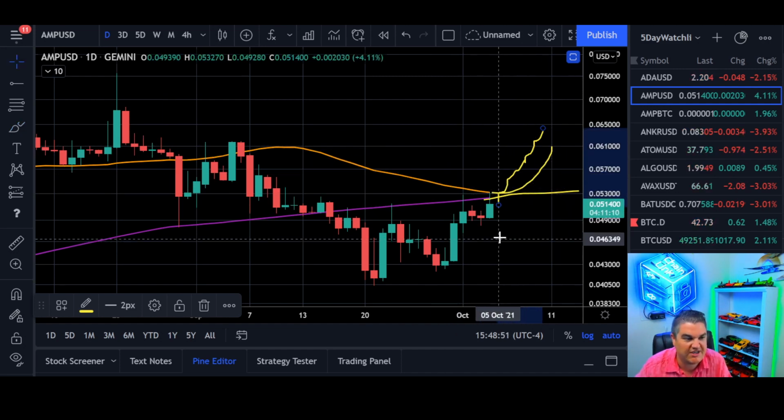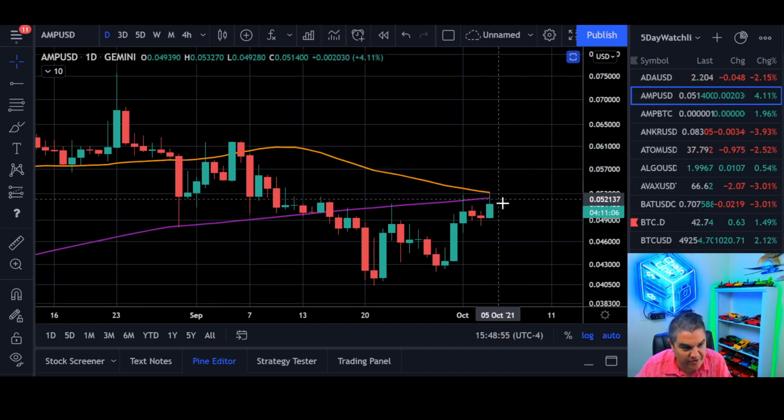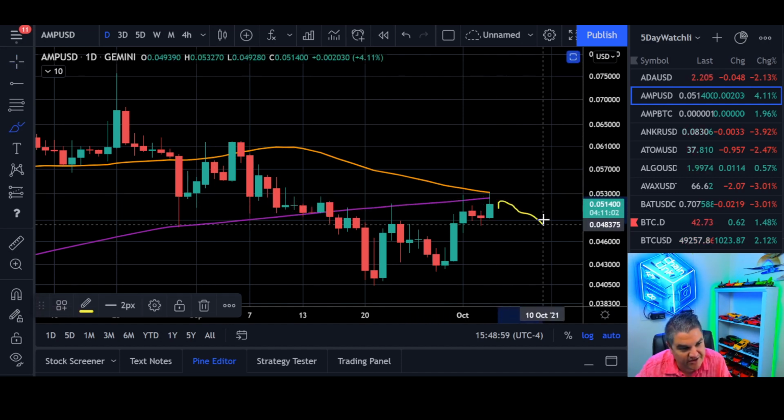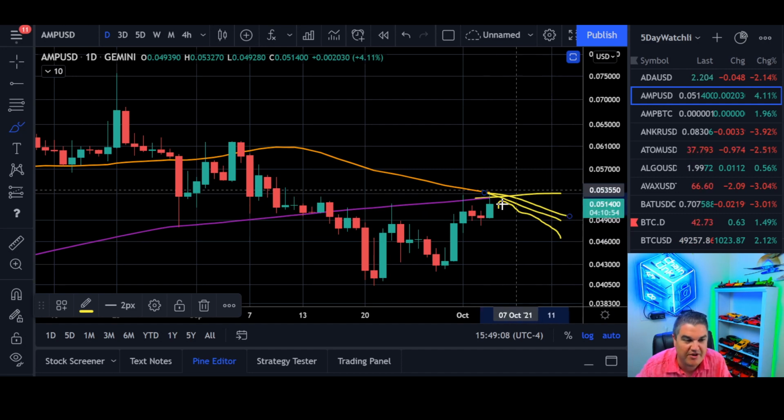So that's what we want to see out of AMP. We do not want to see this move, right? If prices come down, if we get rejected here and then we go down like this, we're going to get a death cross. There's your 200 and then your 50. We'll just continue down like this. That would not be good.